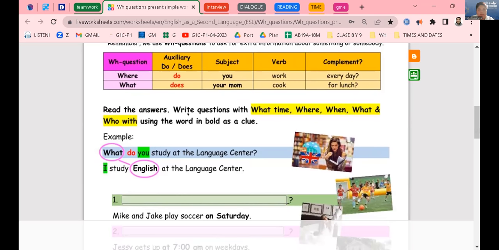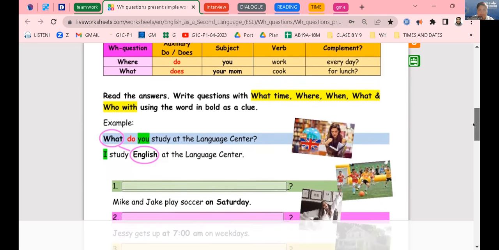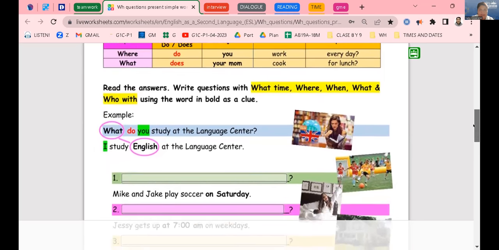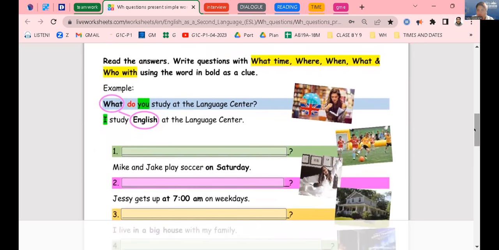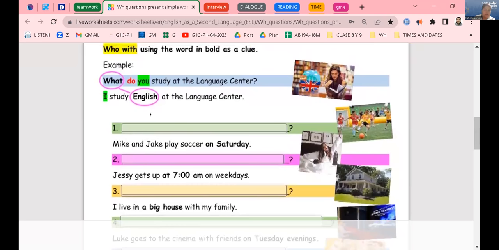So read the answers and write the questions with what time, where, when, what, and who, using the word involved as a clue. Entonces vamos a utilizar las palabras que están en negrita como una pista. We're going to be studying this question, what time? Vamos a estar hablando un poquito ahora del tiempo y algunas actividades que hacemos normalmente. Okay, so let's look at the example. What do you study at the language center?